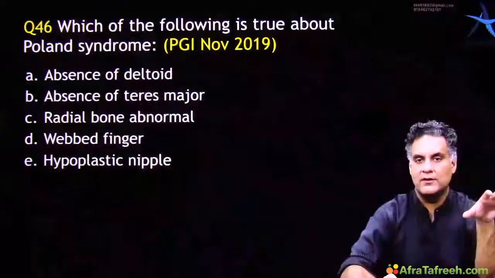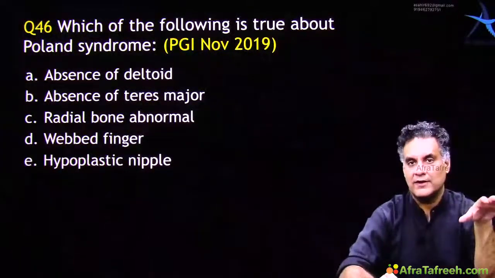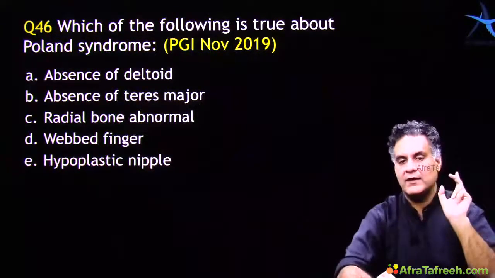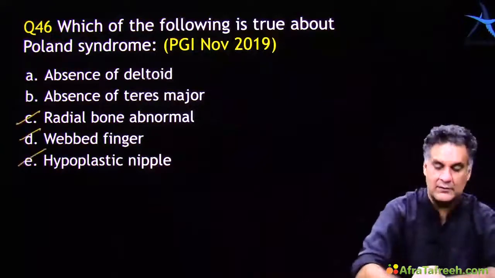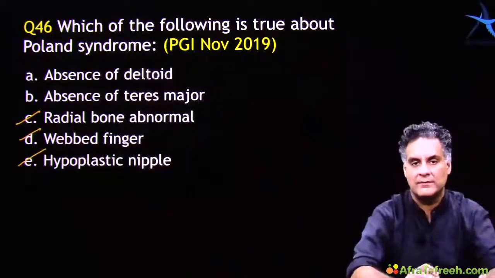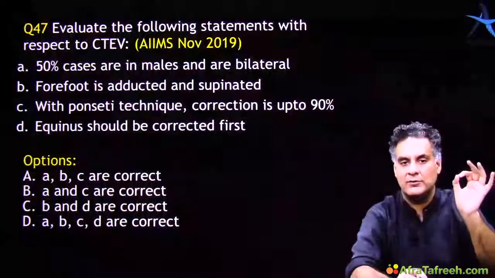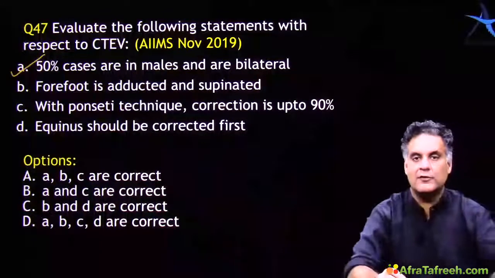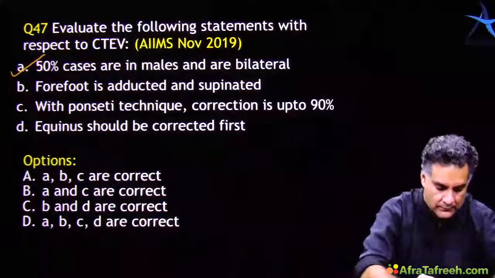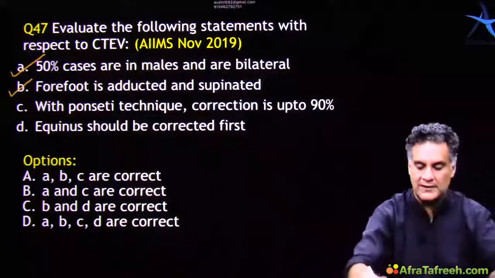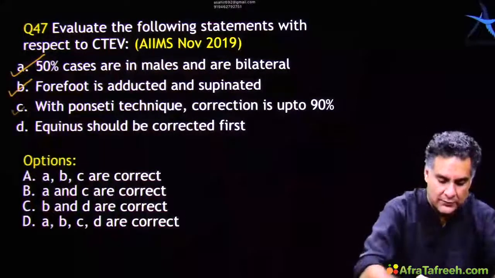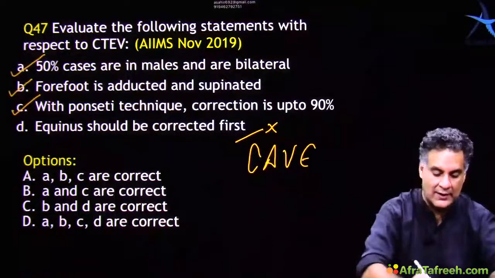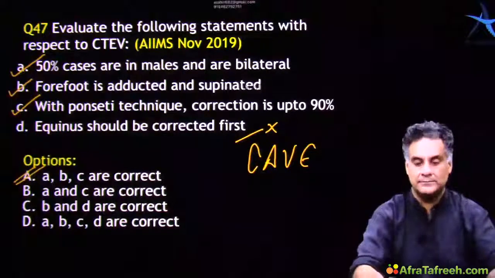Which of the following is true about Poland syndrome? So absence of deltoid, absence of teres major, radial bone abnormal, web finger, hypoplastic nipples. So C, D, E is okay because the problem is in the pectoralis muscles. Evaluate the following statements with respect to CTV. 50% cases are bilateral and in males. True. Forefoot is adducted and supinated. True. With Ponseti correction is up to 90%. True. Equinus should be corrected first. No, it's last because the order is C, A, V, E. So the answer is A, B and C.